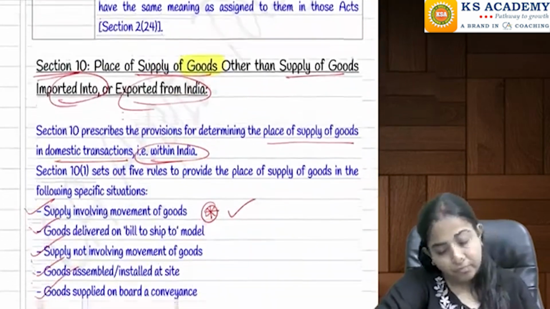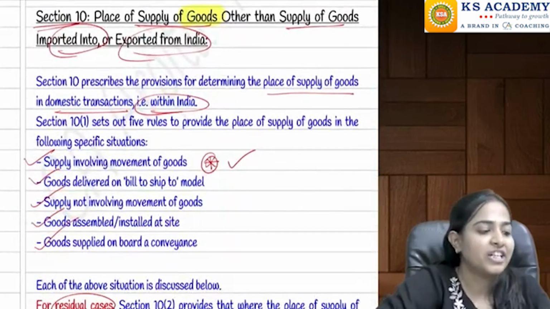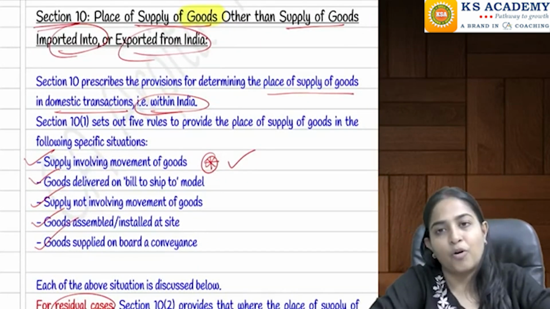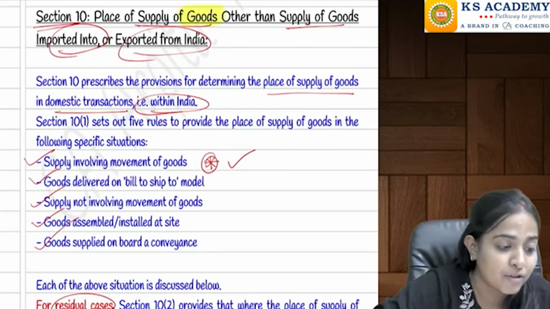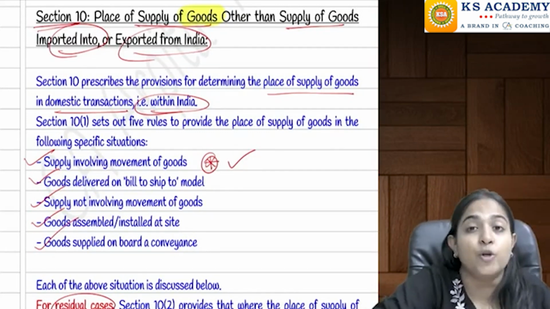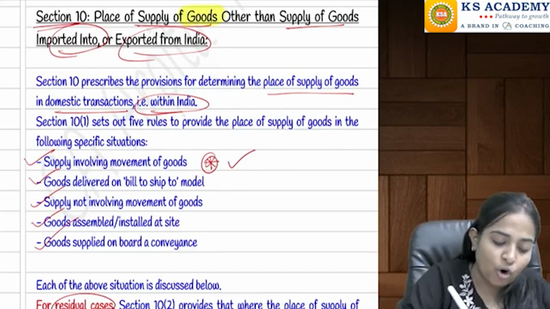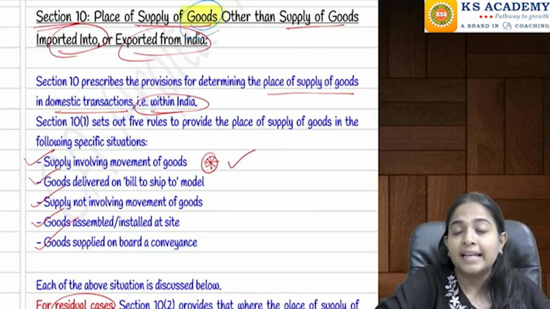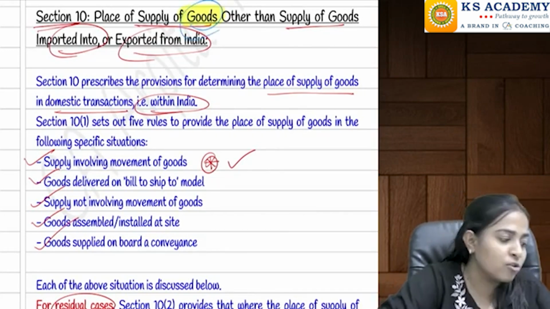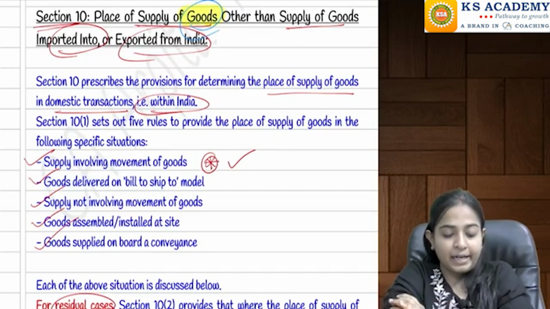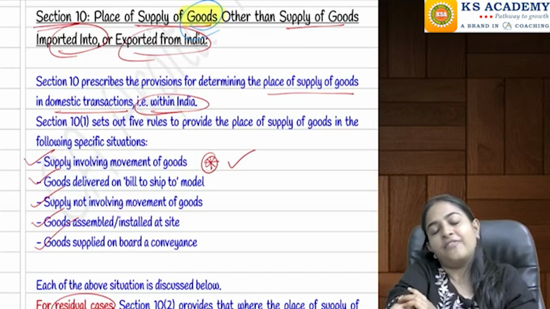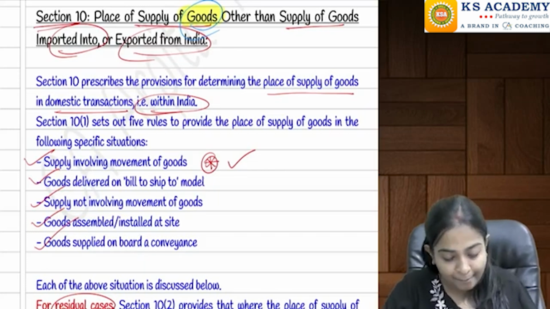Yes. Then, starting with the main provision, section number 10. Section number 10 is going to talk about the determination of place of supply in case of goods. Specifically it talks about goods cases here, and it is not going to talk about any cross border, import and export, because that will be covered separately. So this is a domestic transaction whenever there is a supply of goods.